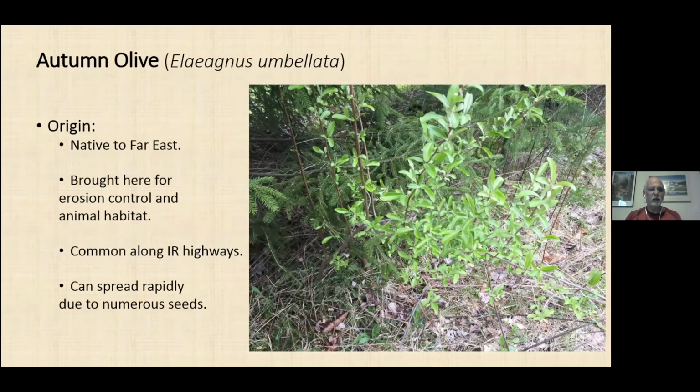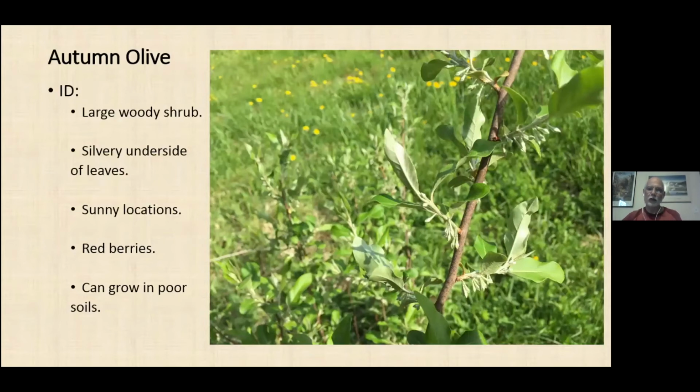Autumn olive, a plant brought here for erosion control. You'll see them along the interstate highways. One clue is kind of a silvery underside of the leaf at certain times of the year, that when the wind blows, you'll see it. They do like the sunny locations, and they could pretty much grow in anything.